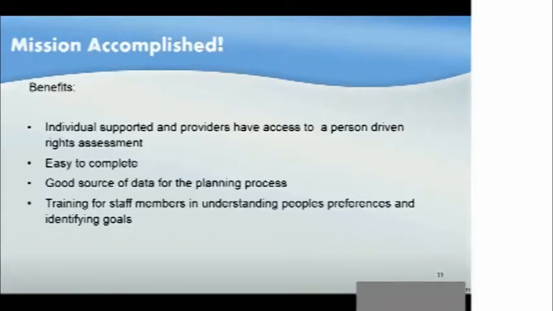Our mission was accomplished, and by September we did have a rights assessment that was uploaded on the website. What are the benefits of this new assessment that we have? Well, individuals supported and providers have access to a person-driven rights assessment, and this is one goal of the committee. It's very easy to complete, a good source of data for the planning process. Training for staff members in understanding people's preferences and identifying goals. When we start talking about Indicator E, we'll talk more about individual preferences and staff assisting individuals in identifying goals for their rights.